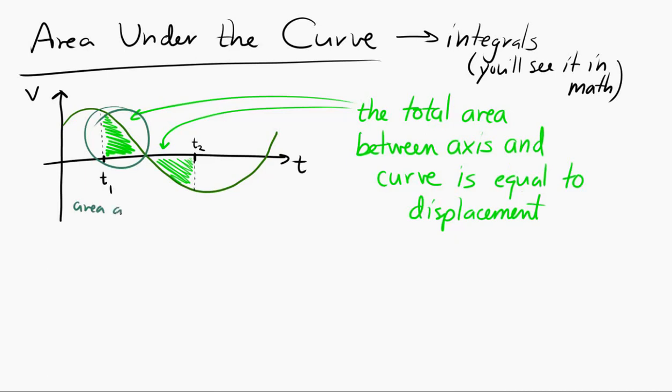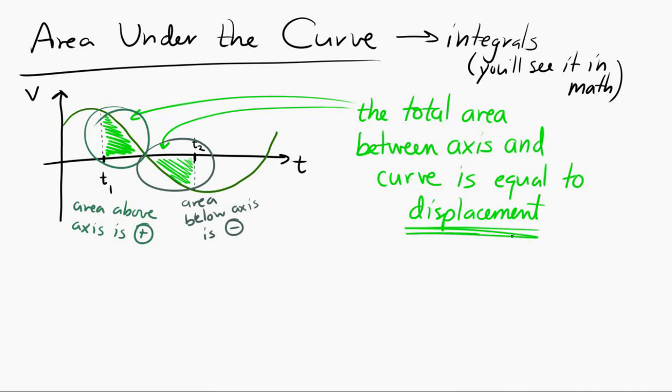But if you determine how much area is above and how much area is below, and you add those 2 together, remembering that above the axis area is positive and below the axis area is negative, that will tell you the displacement of the object. And if that seems like magic, it's not. It can be explained, but we're not going to go through the mathematical steps to explain it right now. We're just going to use it.